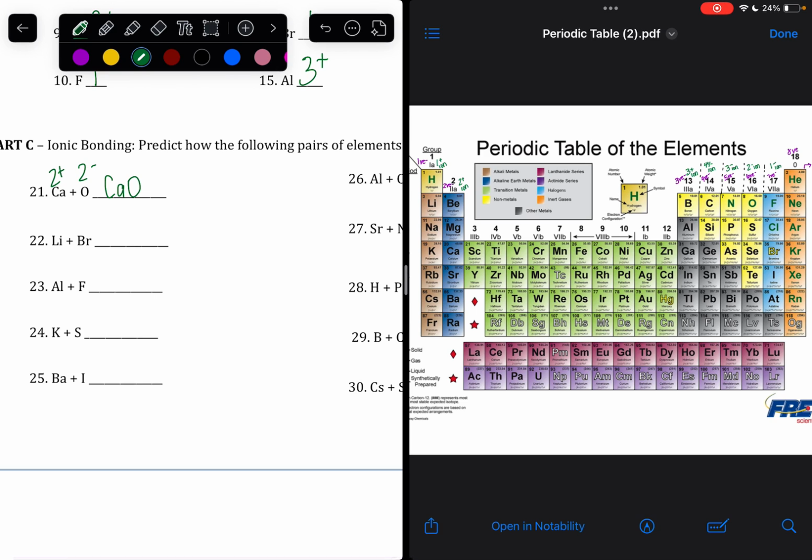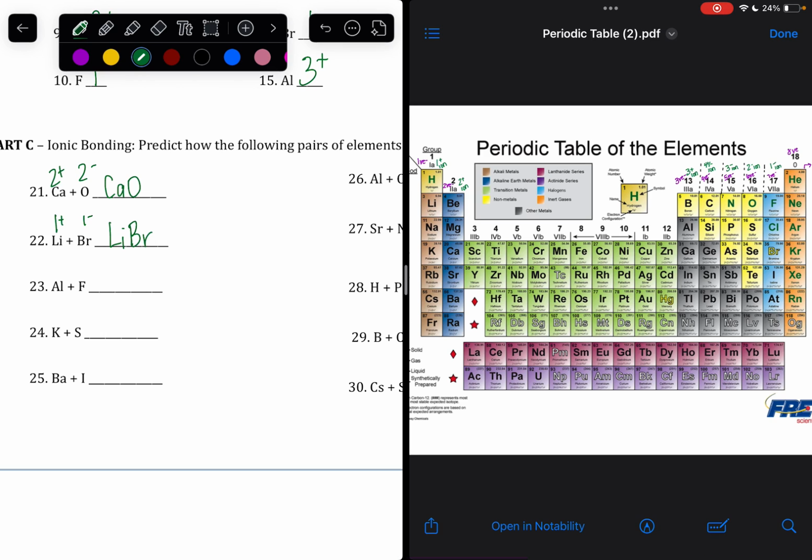Lithium is in group 1. It has a 1 plus charge. Bromine is over there, number 35. It's in group 17, so it has a 1 minus charge. Again, +1, -1, cancel each other out. I don't have to worry about any subscripts. I have lithium bromide.